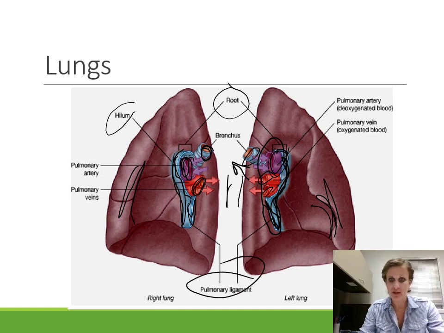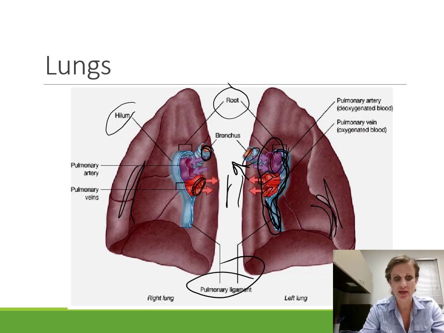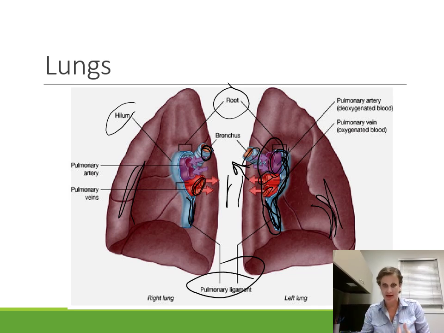Here's the pulmonary ligament. Remember we said that the pleura come and they form the sleeve, and then from the sleeve there's an extension of the fibrous tissue, and that connects to the mediastinum in the middle. Okay, again, to provide support and structure.